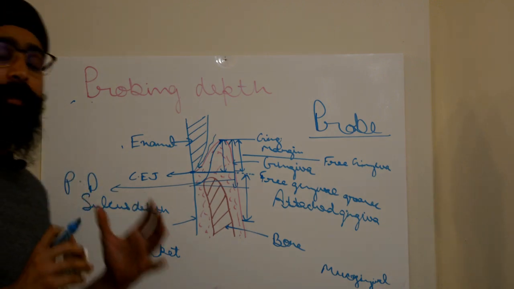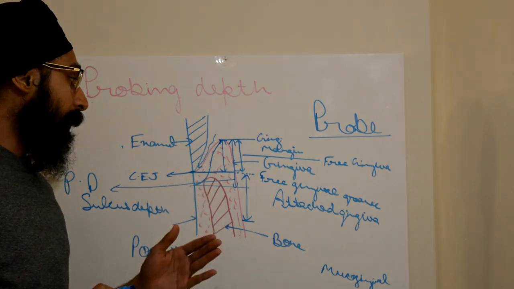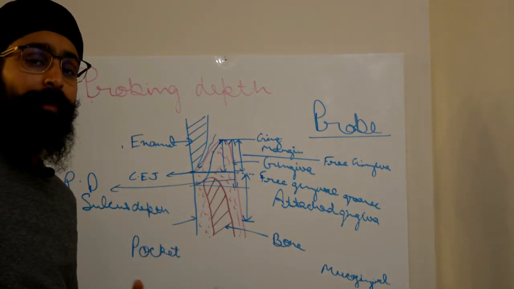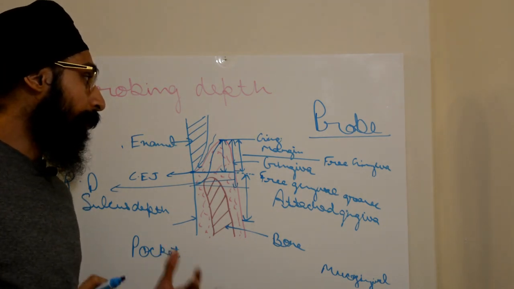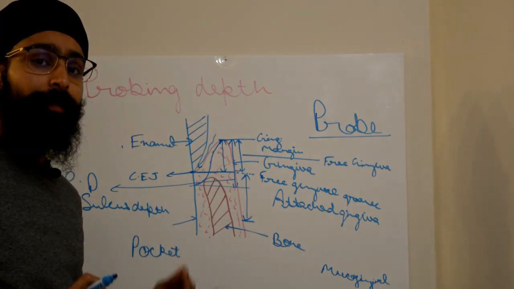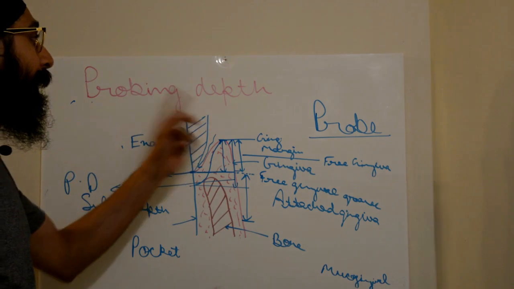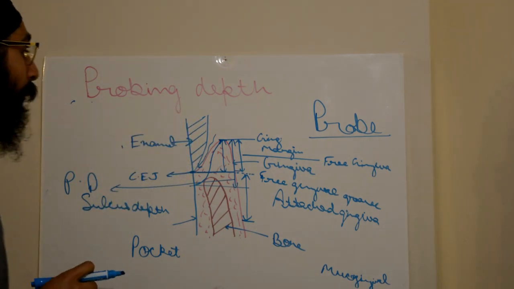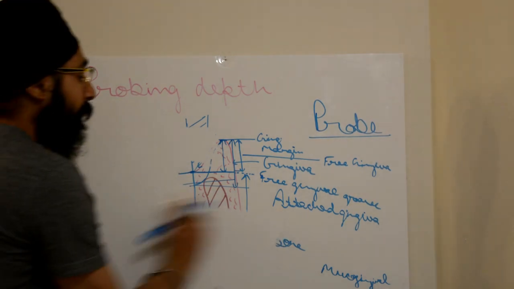So in case of gingival sulcus, from the gingival margin to the base of the gingival sulcus, that is called gingival sulcular depth. In case of periodontal pocket, the measurements are taken from gingival margin up till the base of the periodontal pocket, and we call it probing depth. The second important term which we need to discuss is called recession.